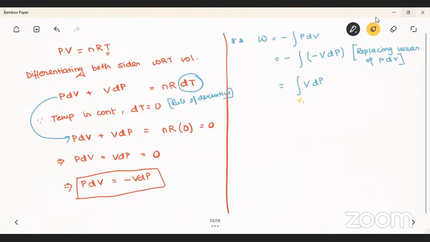V2, which represents the final volume, and V1 is the initial volume. Done. Okay, so this will be our integral. If we solve it, it will come as P into V2 minus V1. After integration, we will get this.